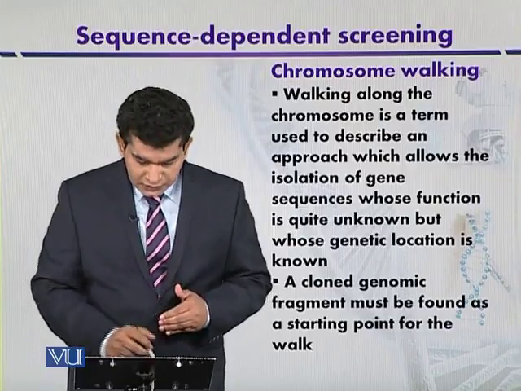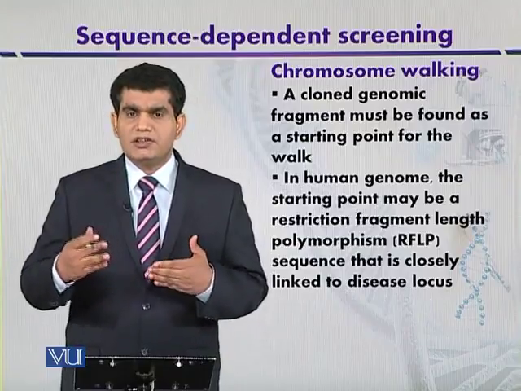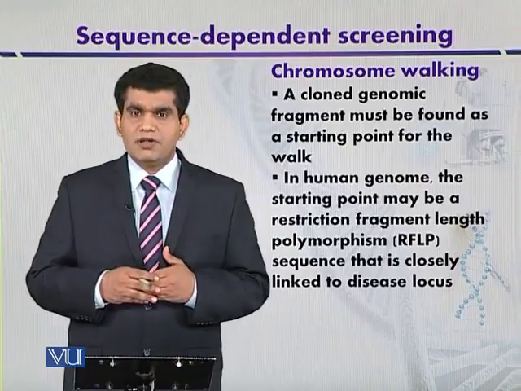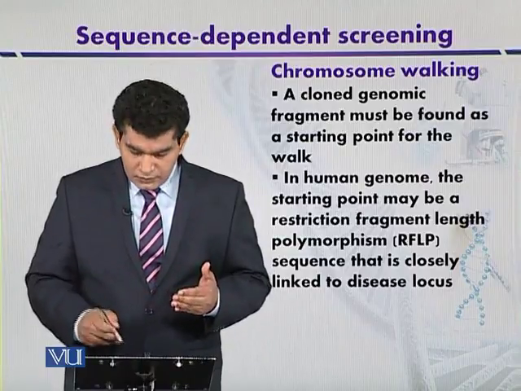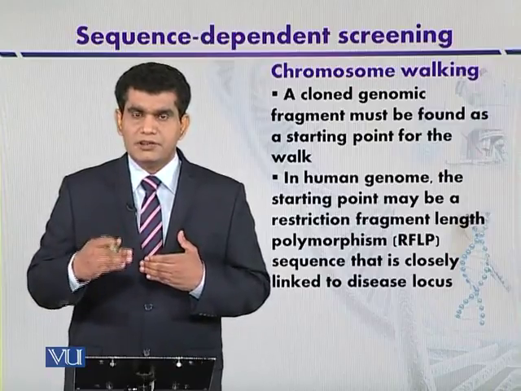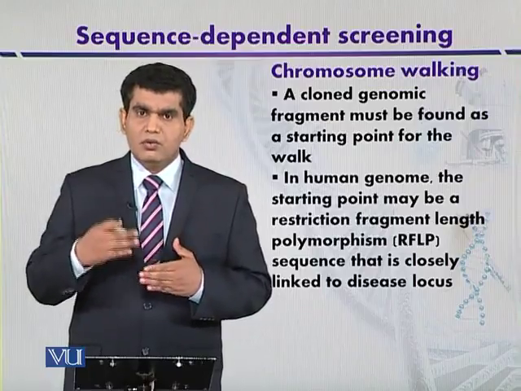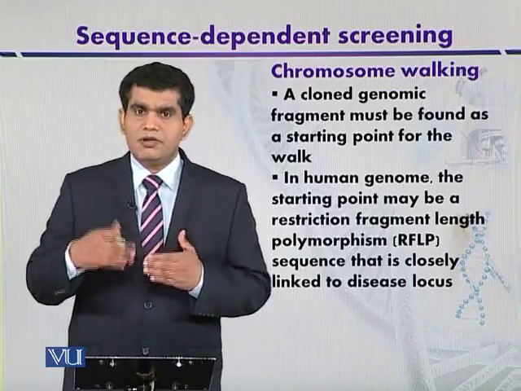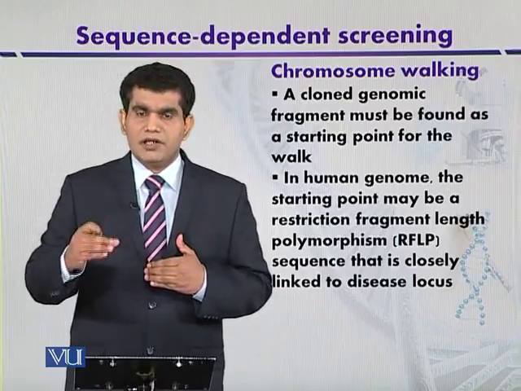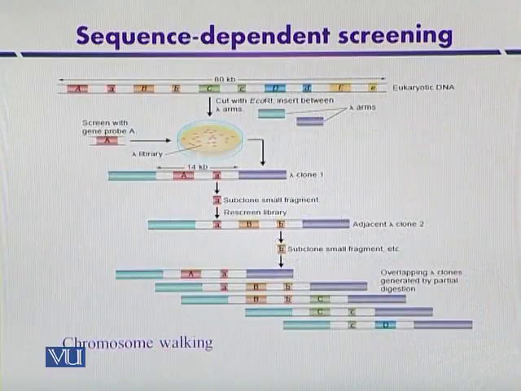It may be explained with the help of a diagram later on. But in the case of the human genome, the starting point may be a fragment called a restriction fragment length polymorphism, which may be closely related to some diseased locus. So there are some genes that may be related to certain diseases. They can be used as a starting point for the detection of the next clone. Now it can be explained with the help of a diagram.